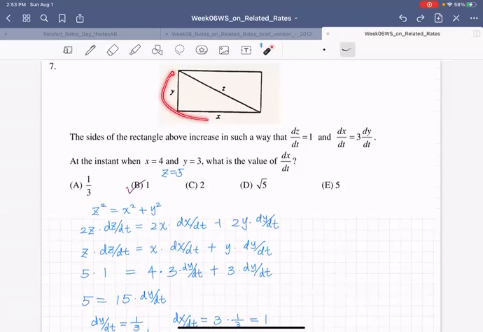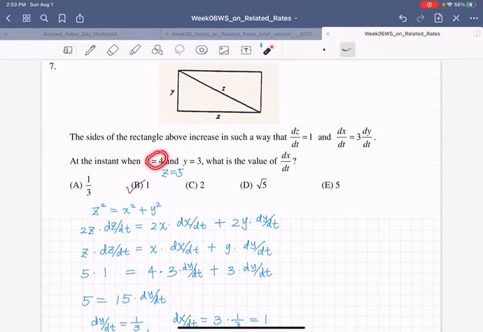So what we do for this question, we write z squared equals x squared plus y squared. And then we go ahead and run the relative rates for both sides. 2z times dz over dt equals 2x times dx over dt plus 2y times dy over dt. And then 2 can be cancelled. Z times dz over dt.